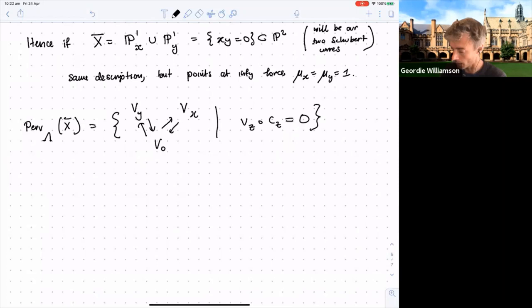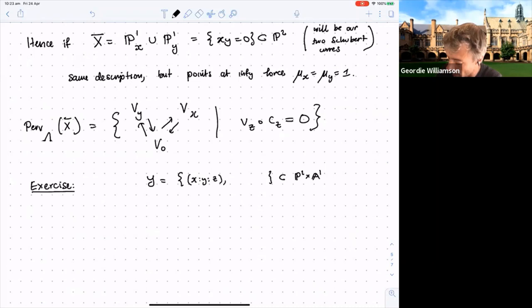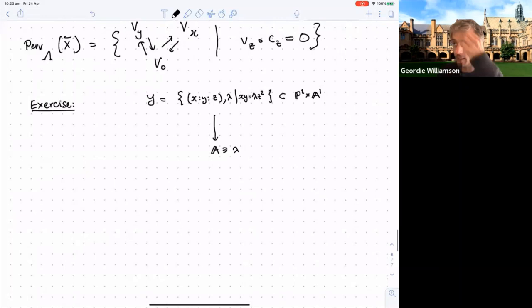Okay, so the following is an exercise which we can discuss. If you would really like me to go over this, I can go over this, but it's not too difficult. So we consider a new thing that I did also called, let's call it curly Y, which is the following subset inside P2 times A1, which is x, y, z, lambda, such that xy equals lambda z squared. And so this is a family, and a picture of this family looks similar to what we saw before.